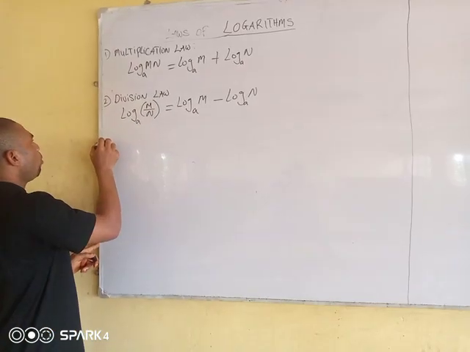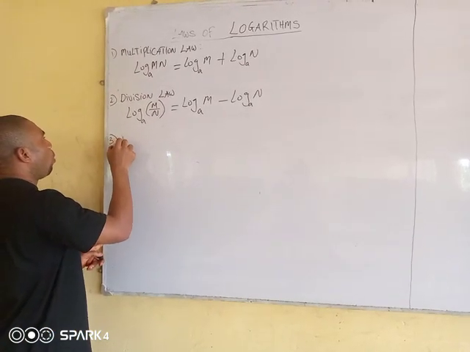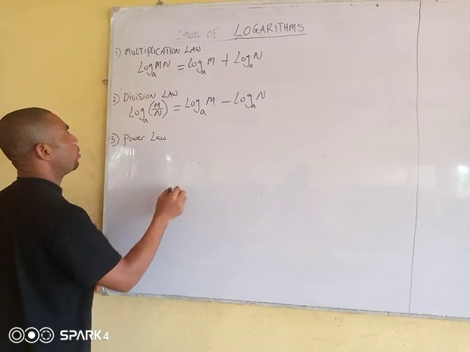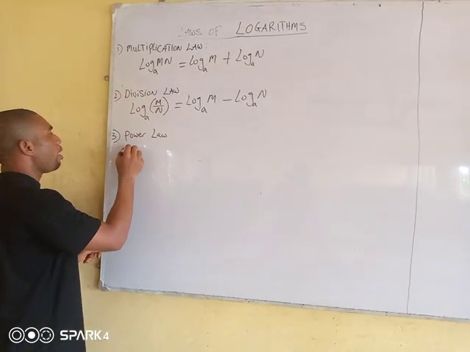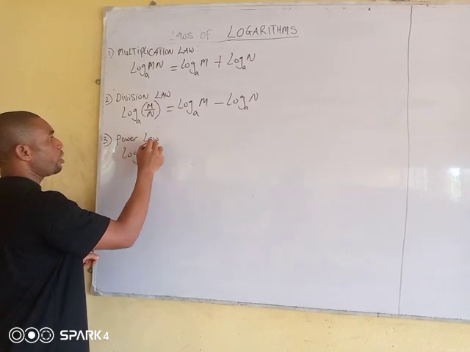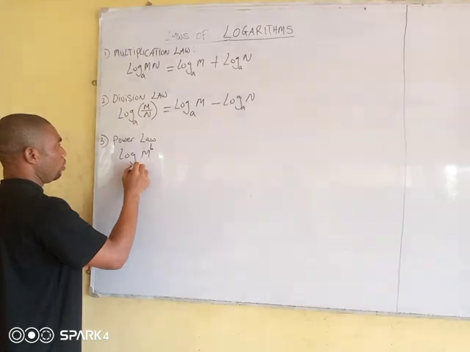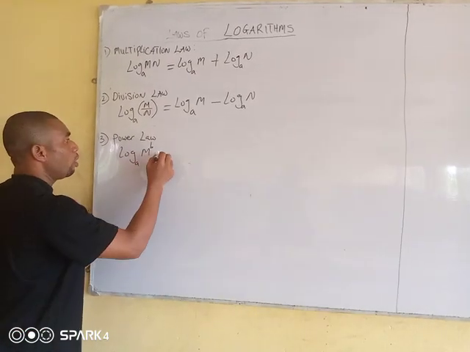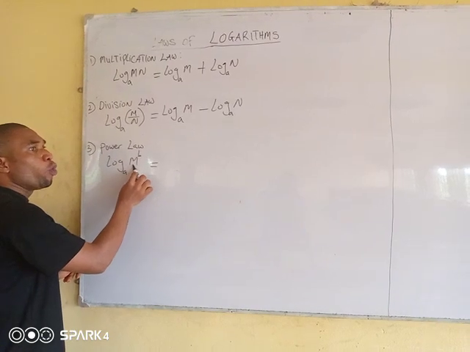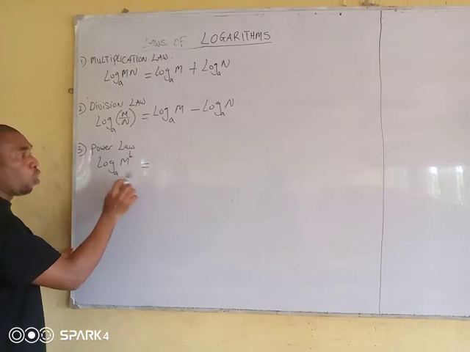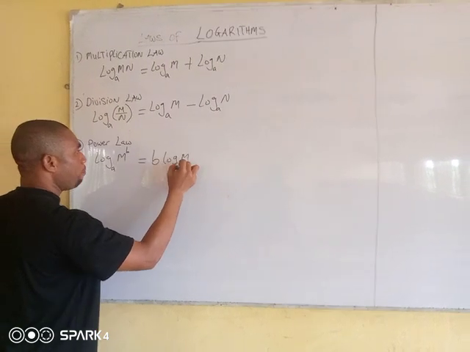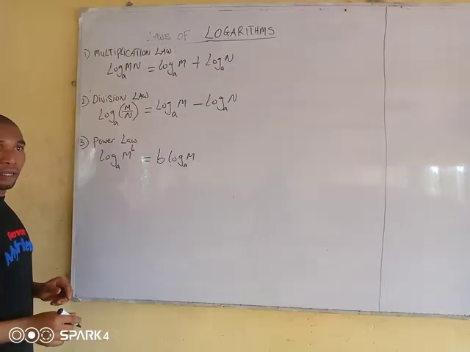Now, the third law is what I call the power law. Now, the power law is simply saying that if you should have the logarithm of a number raised to a certain power to the base, the result is this power of this number will be used to multiply the log, meaning we are going to have b log m base a.